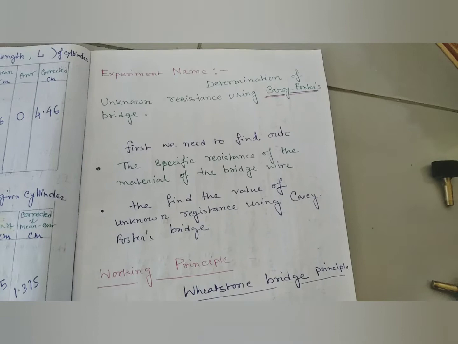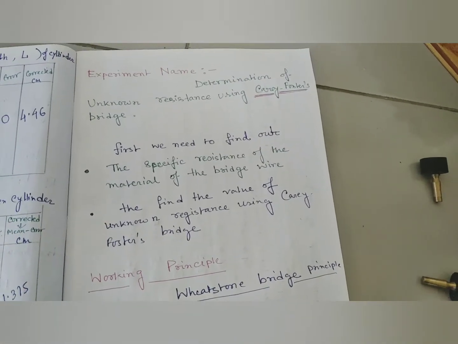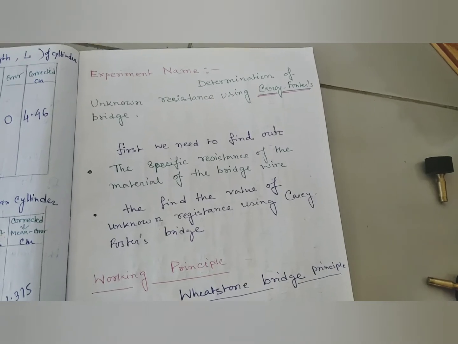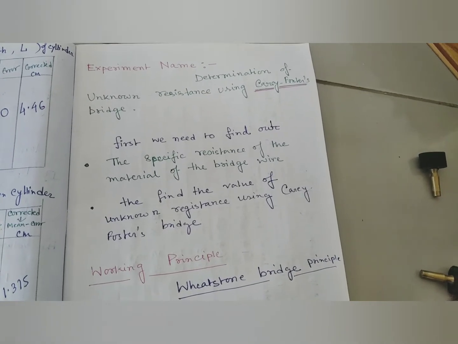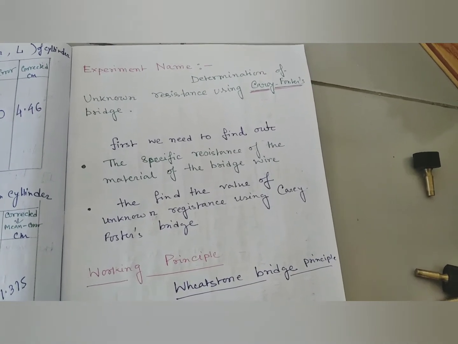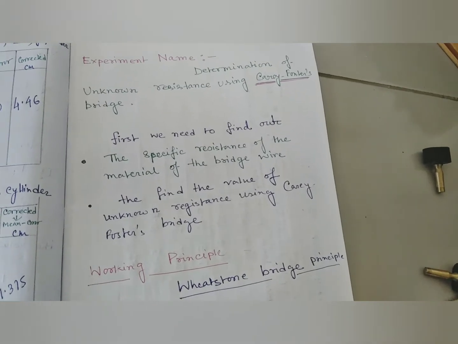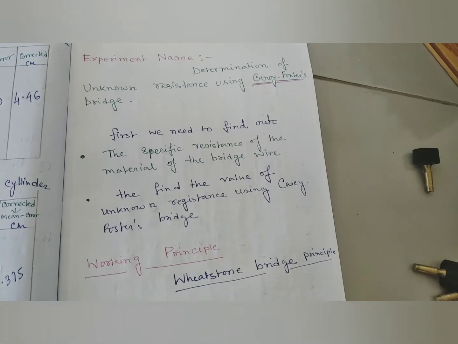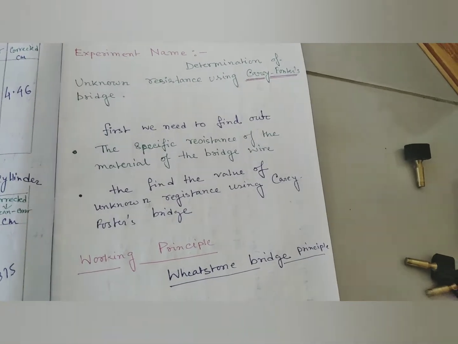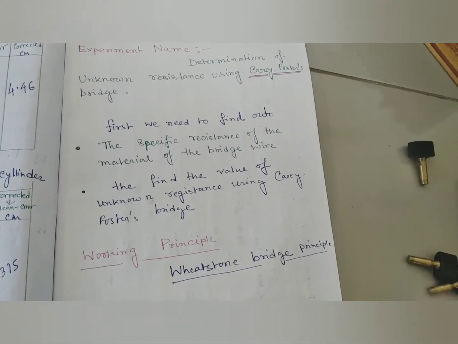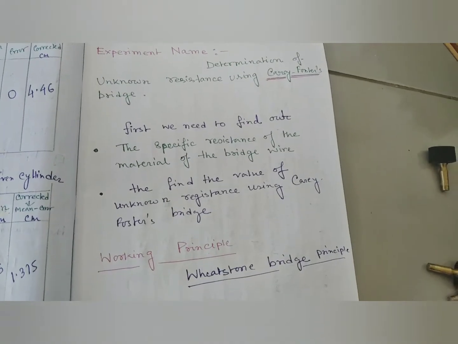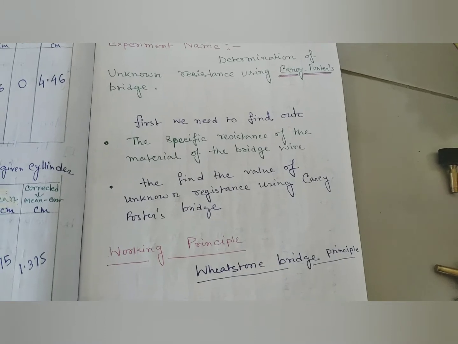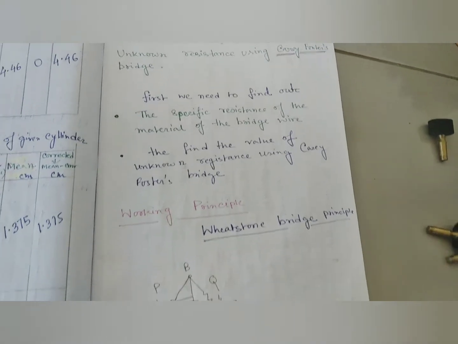Hello students, today this is the second week and we are going to learn determination of unknown resistance using Carey Foster bridge. This is the second experiment. To conduct this experiment, at first we need to find out the specific resistance of the material of the bridge wire, and in the second table to find the value of unknown resistance using Carey Foster's bridge.